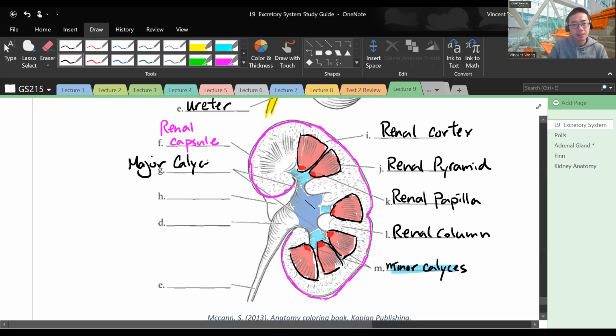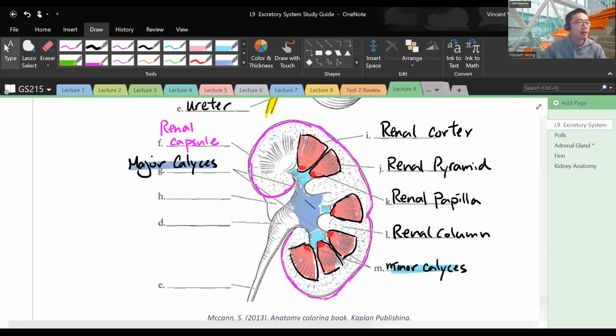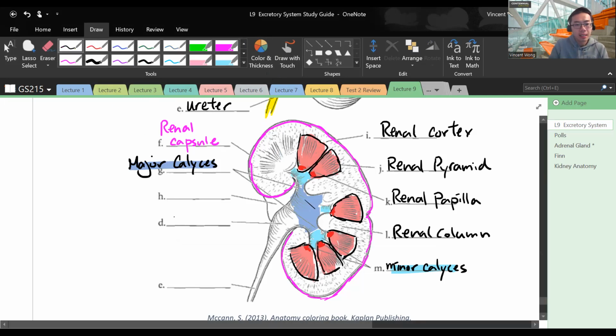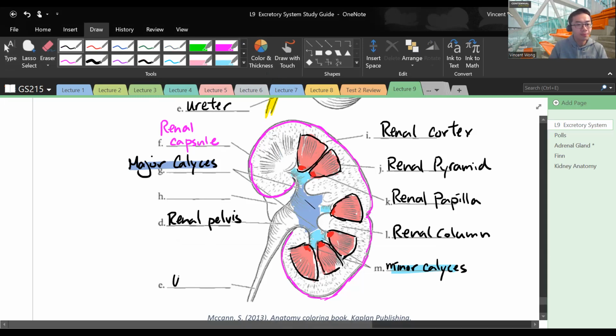calyces. Okay, and I think that was the color that I used. There we go. Okay, what else do we have? Let's see. D is renal pelvis. Very good. Okay, so I saw a message for that. This is renal pelvis. Okay, what else do we have? Okay. E is ureter. Good.